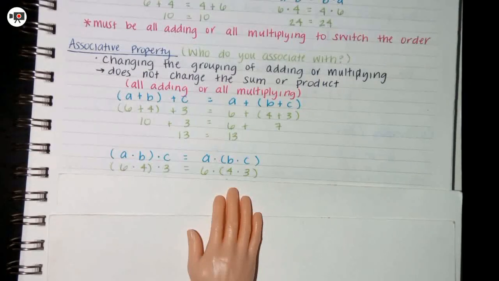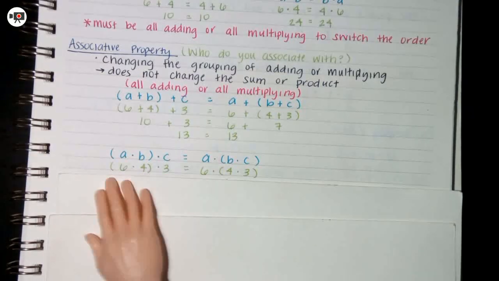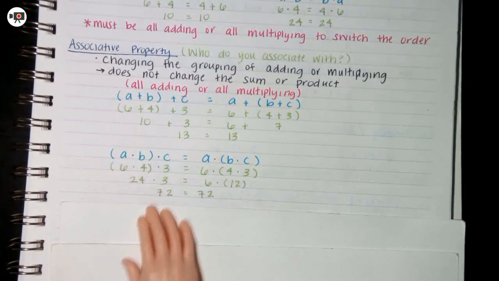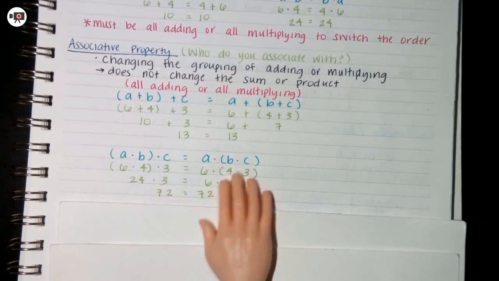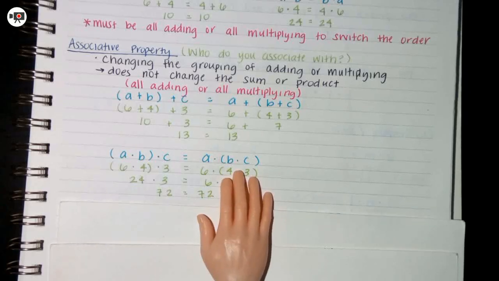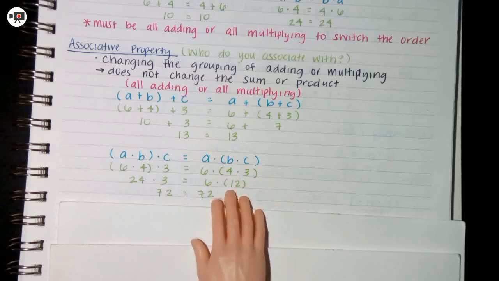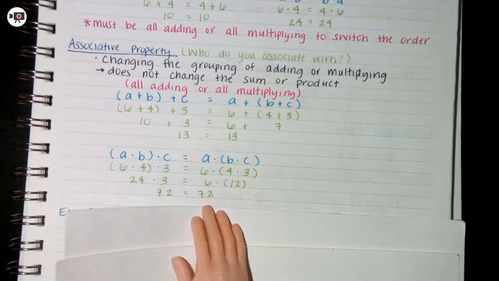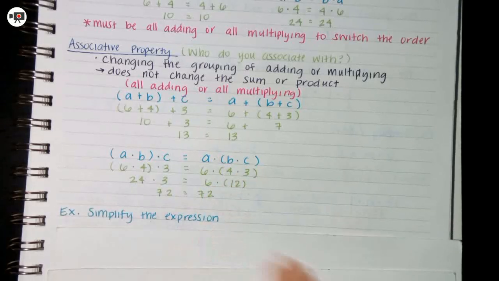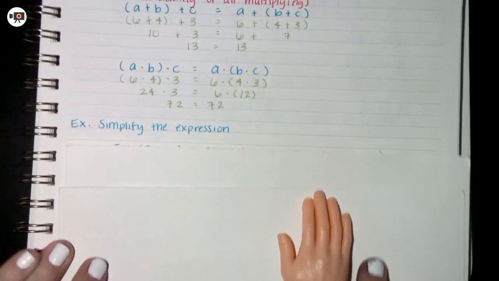It also works for multiplication. A times B, 6 times 4 is 24, 24 times 3 is 72. If I change where the parentheses are, I change the group. 4 times 3 is 12, and 12 times 6 is 72. So we're going to simplify the expression.